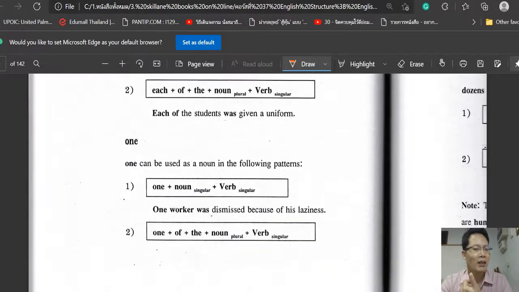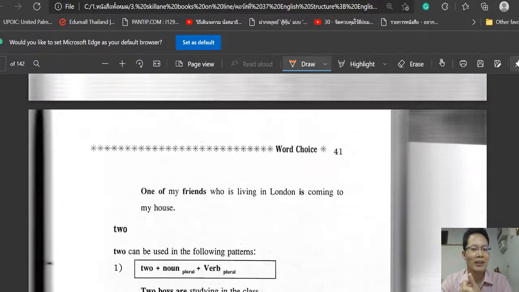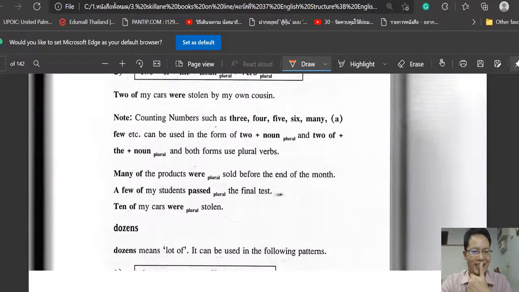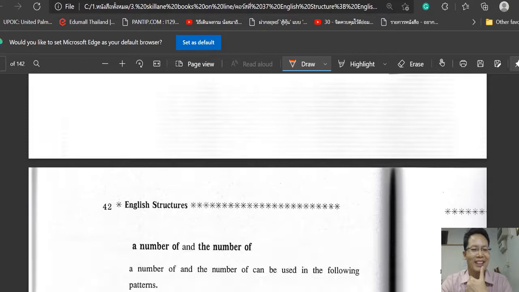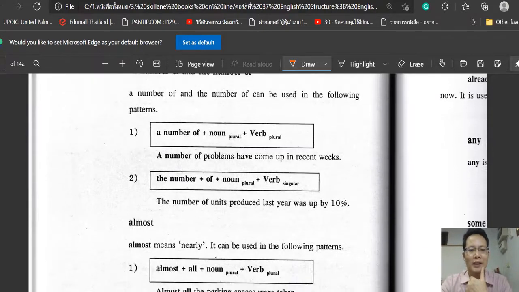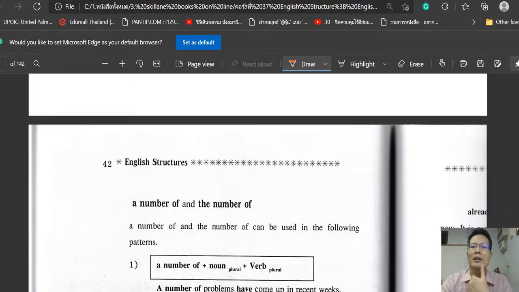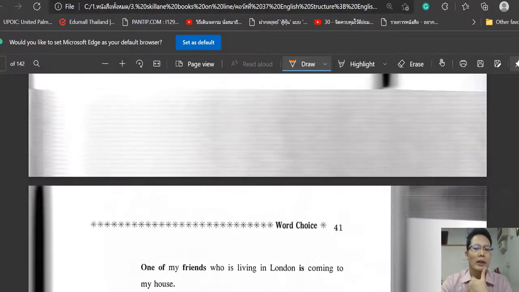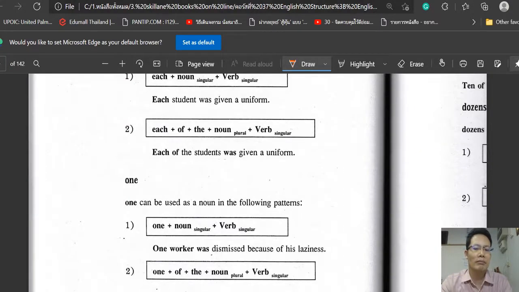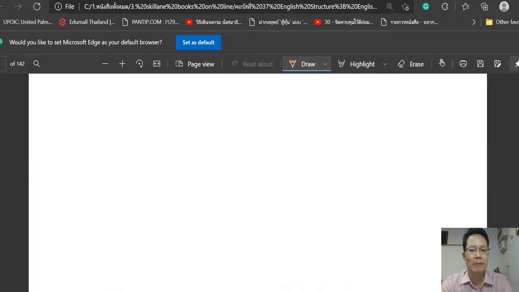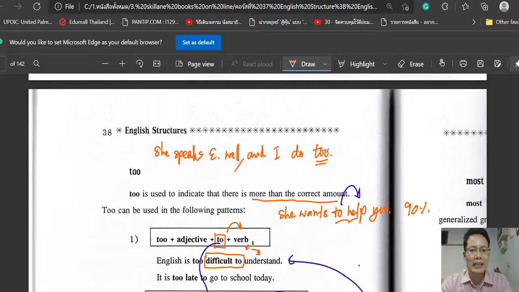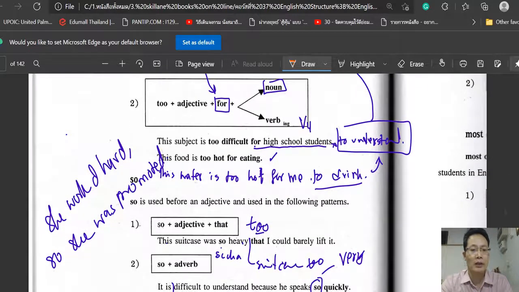Let me see. Not one. I may find it here. Not two. Not dozens. Too bad. Not number of. The number of. Not almost. Oh God. Okay, never mind. Maybe next page. But I would like to bring it here to explain together. Don't forget that's one. This copy will be sent to you too.